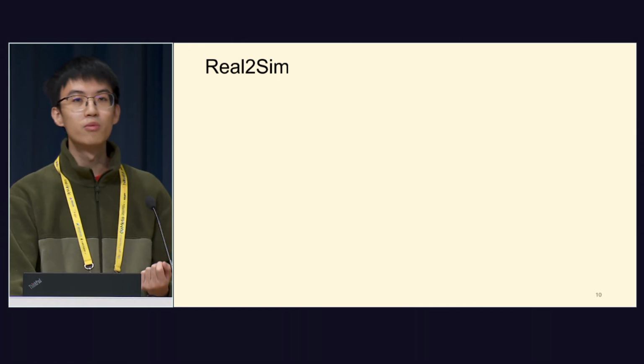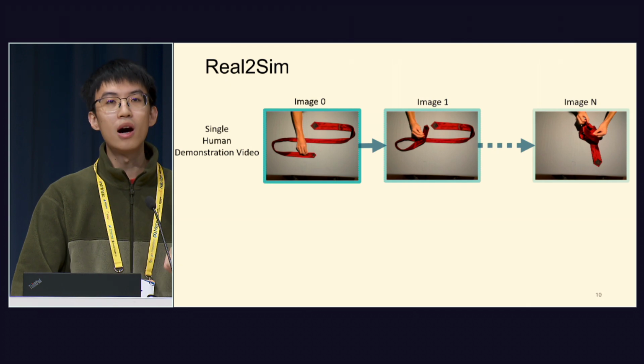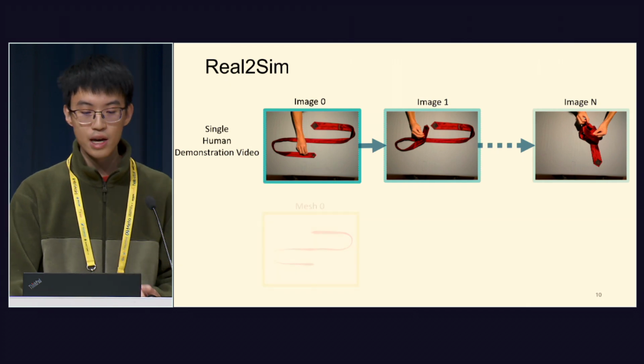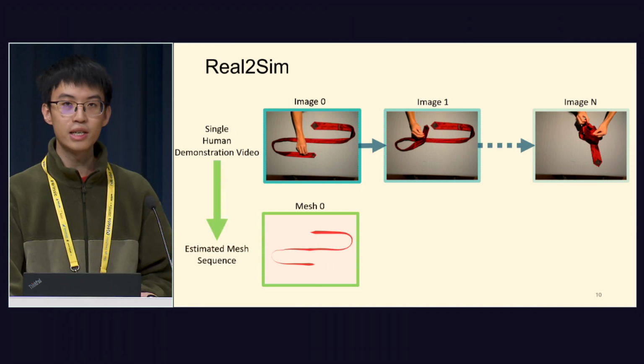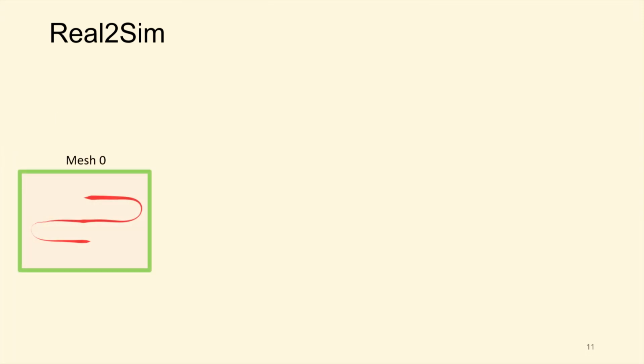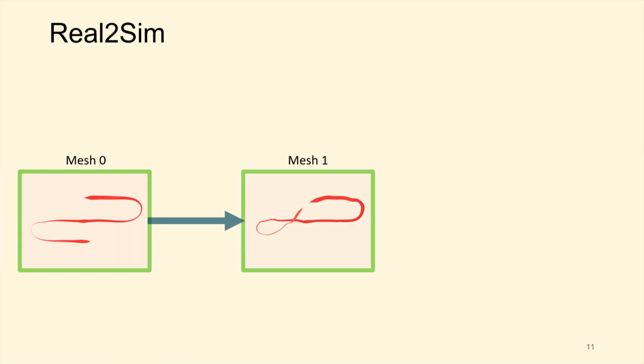The first part is real-to-sim. Given a single RGBD human demonstration video and the mesh at the initial state, our goal is to estimate the mesh sequence in following steps. Now we face the first problem. We have mesh 0, and we want to estimate mesh 1. In this process, how do we ensure the correct topology of mesh 1? Because topology is crucial in this task.